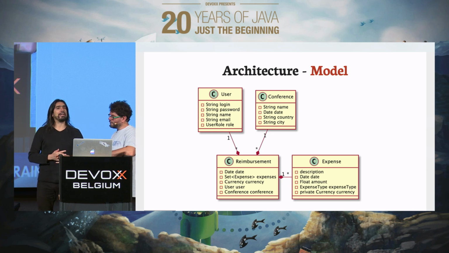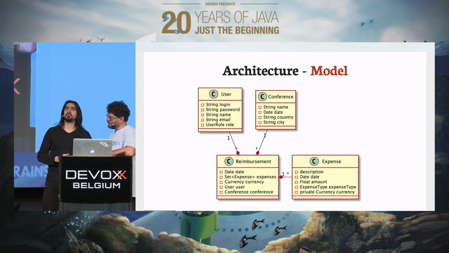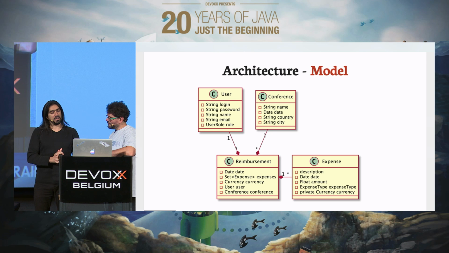So how are we going to do that? You know, we have 3 hours to create a Java EE 7 web app. How are we going to do that? Yeah, I wonder how we're going to do that in 3 hours.